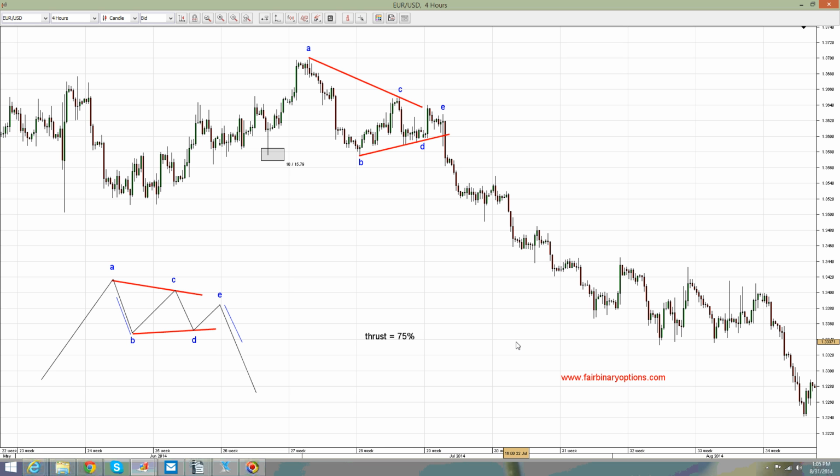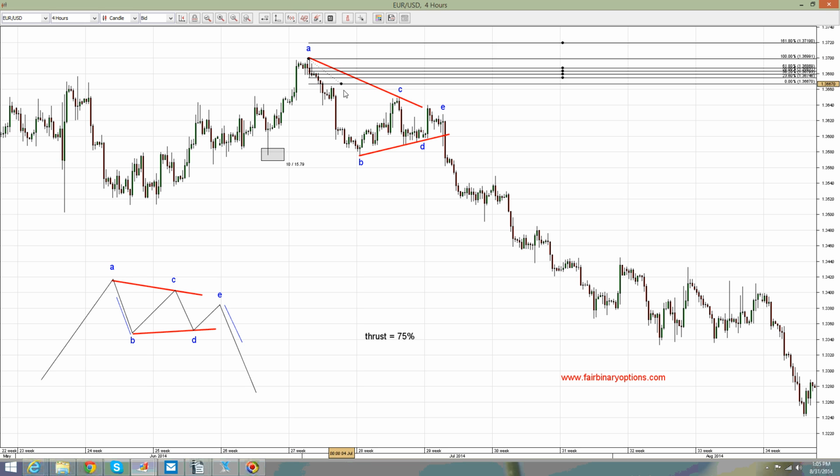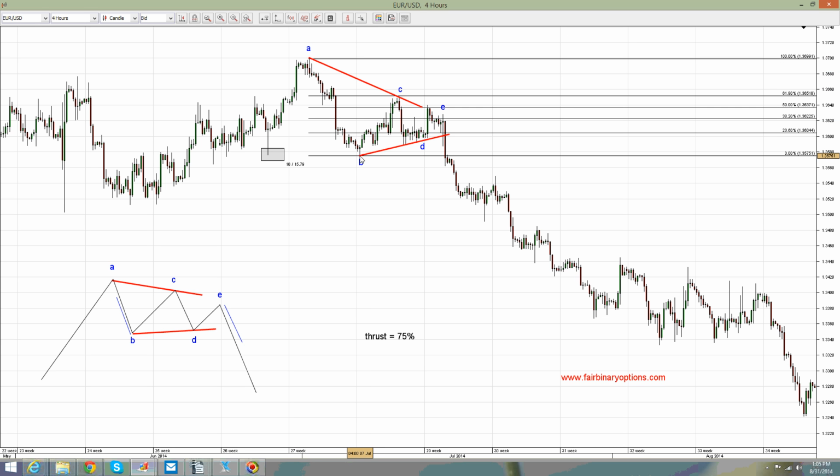Now the thrust of the triangle, we said it is 75% of the longest leg of a triangle. But the longest leg, if the triangle begins here, is not wave A, but is the B wave. So what we actually need to do is to go and take a Fibonacci retracement from the highs to the lows. We put it like this, and we go and take 75%.